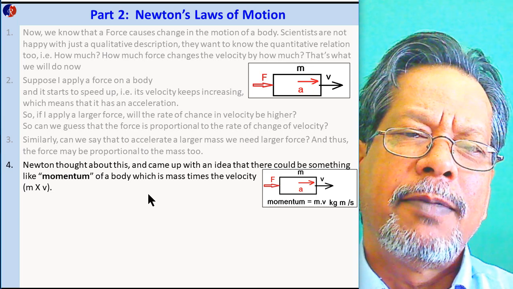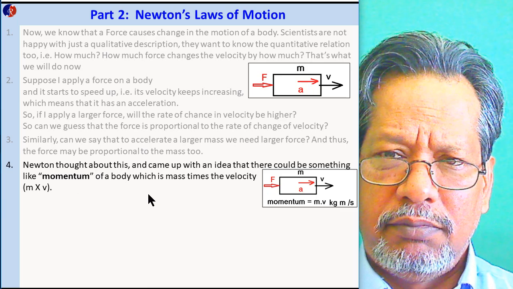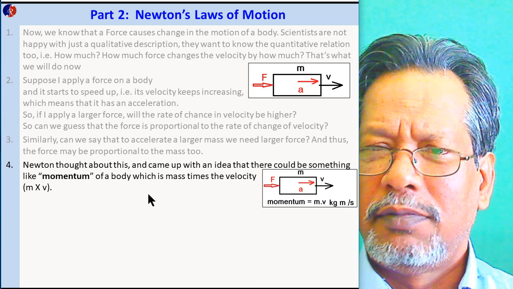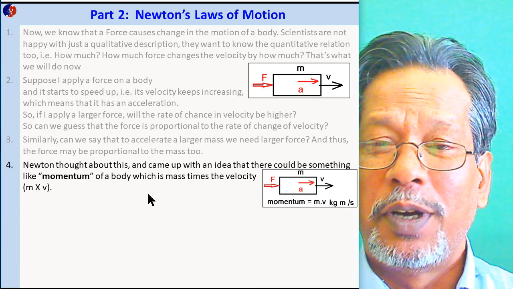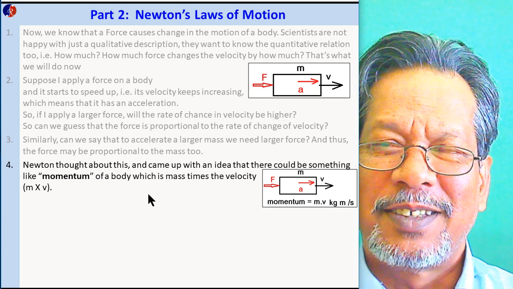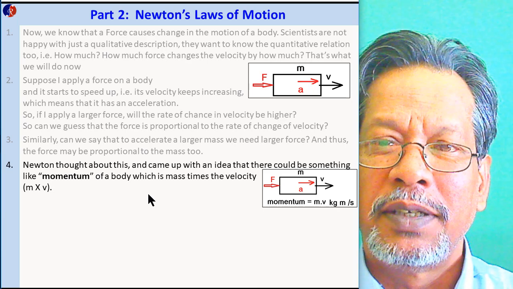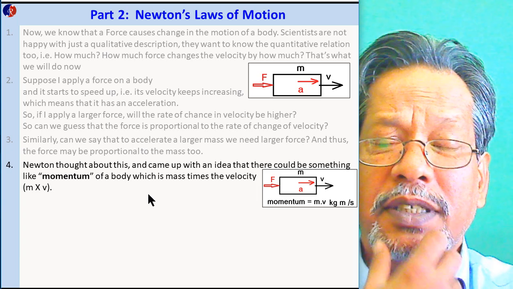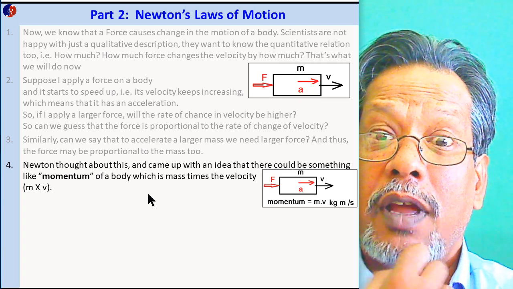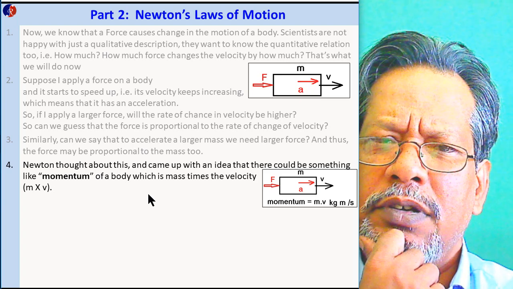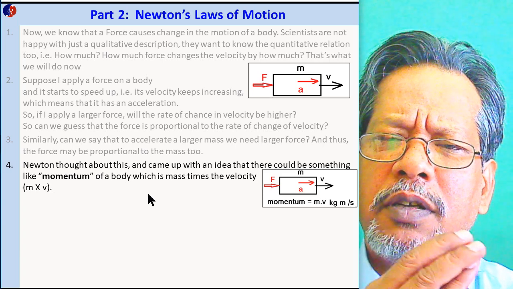Newton thought about this and came up with an idea that there could be something like momentum, just like force, but force we feel, so we understand right away. Right? Even before, many scientists knew about force. Average people know about force without reading physics. But he had to define something artificial called momentum, something that depends on mass and velocity both. Okay? Small mass, small velocity has very little momentum.